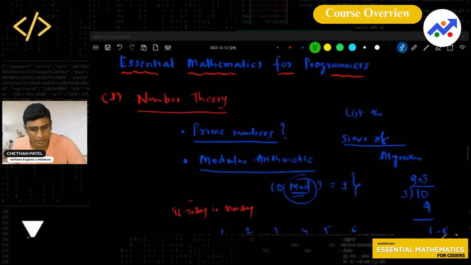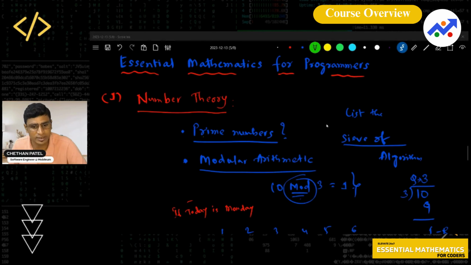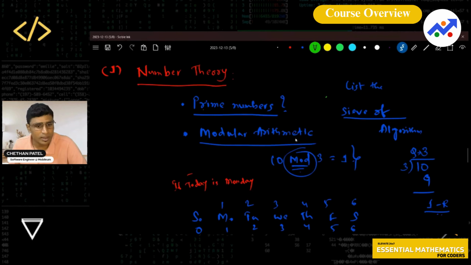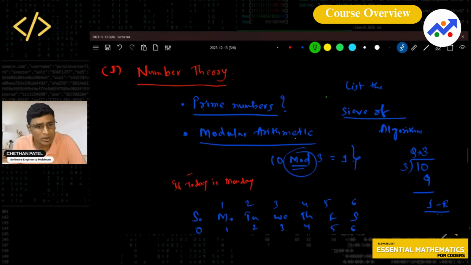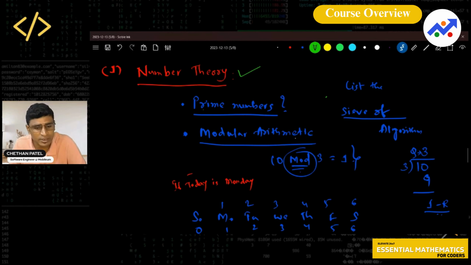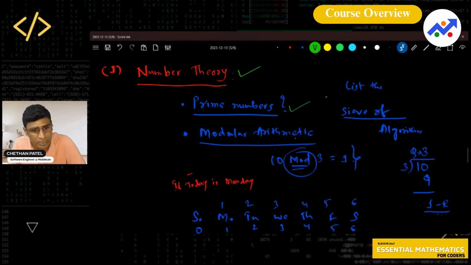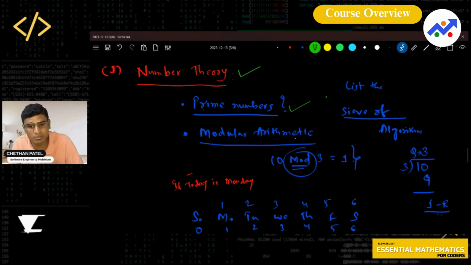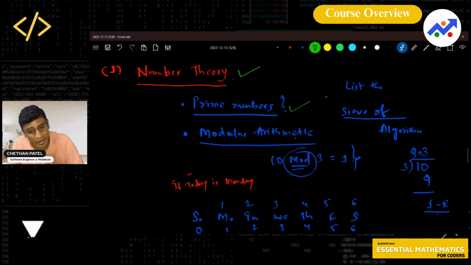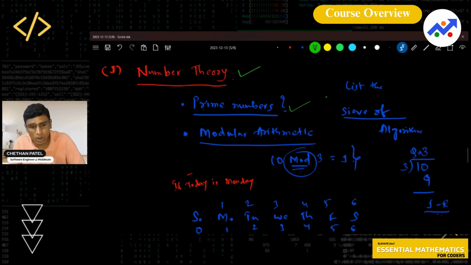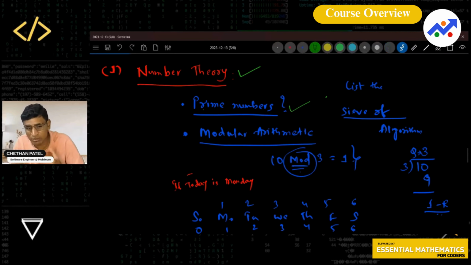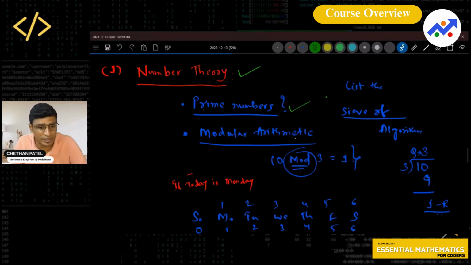Perfect. Next, as I told you, I'll be telling the mathematics concepts that we're going to learn in this. First we will learn about number theory. We will try to understand what exactly prime numbers are, what composite numbers are, what even numbers and odd numbers are, and what irrational and rational numbers are. All of this we will try to understand in the first video.